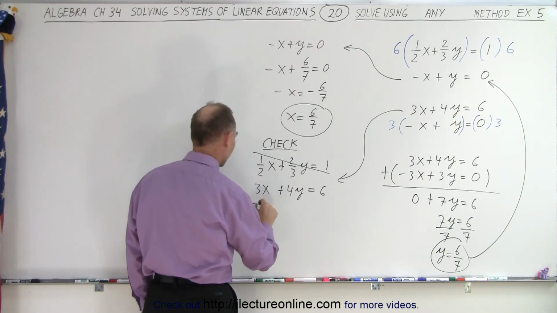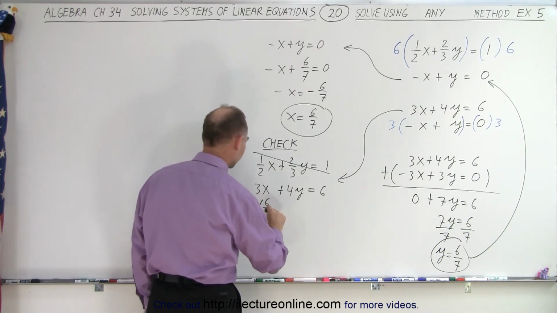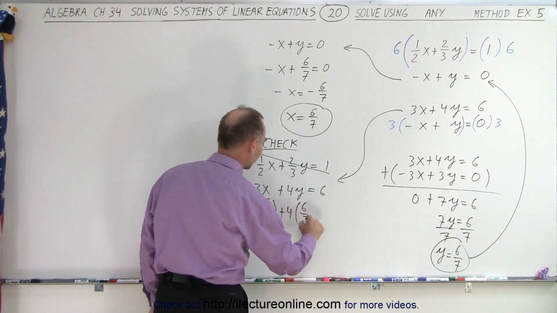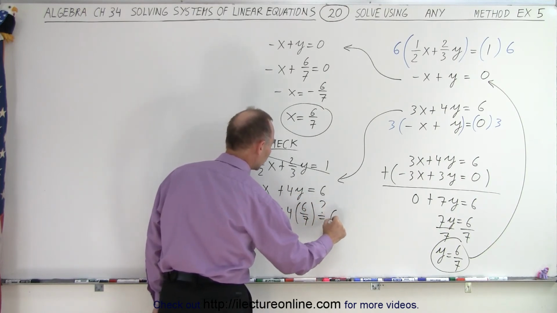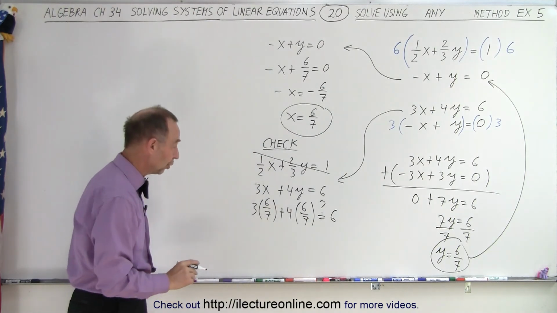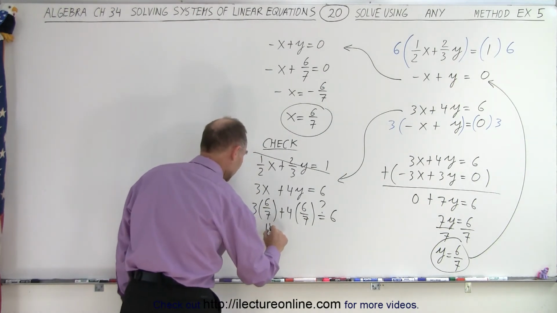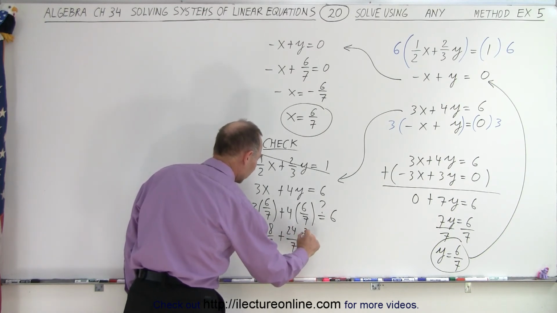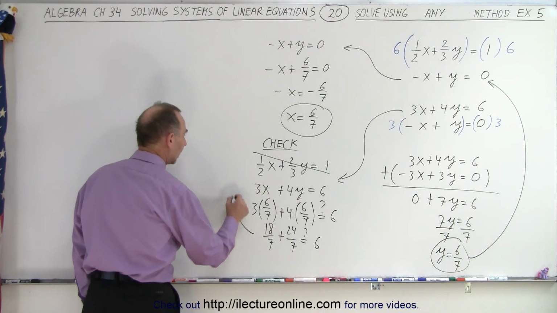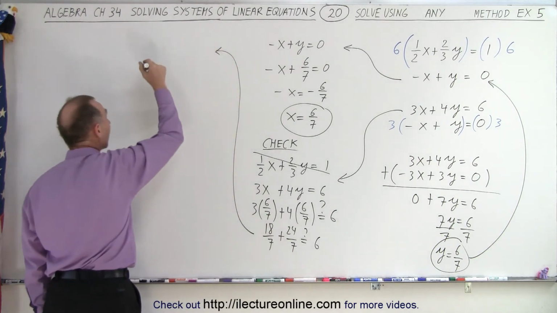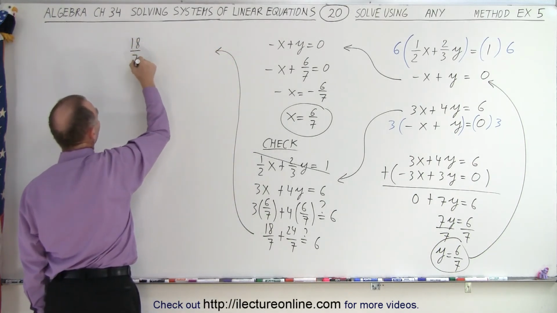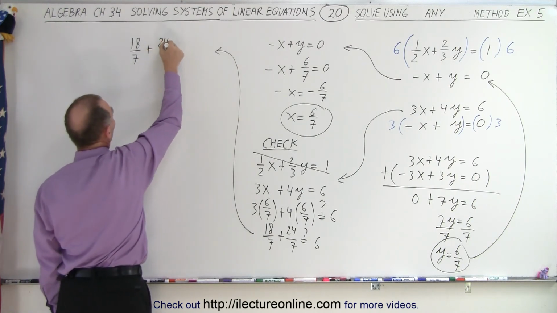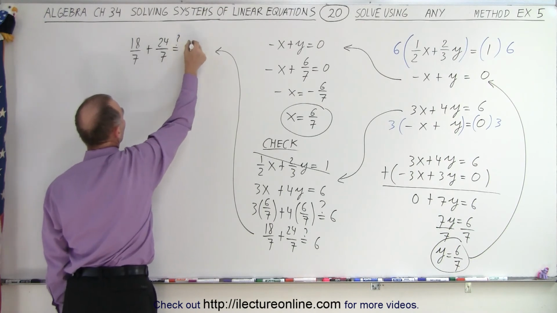So 3 times x, which is 6 over 7, plus 4 times y, which is 6 over 7. Is that equal to 6? Question mark. So we're checking, we're not sure. So here we get 18 over 7 plus 24 over 7. Is that equal to 6? Then let's come over here. Again, I'm going to recopy the problem to minimize making a mistake. 18 over 7 plus 24 over 7. Is that equal to 6?